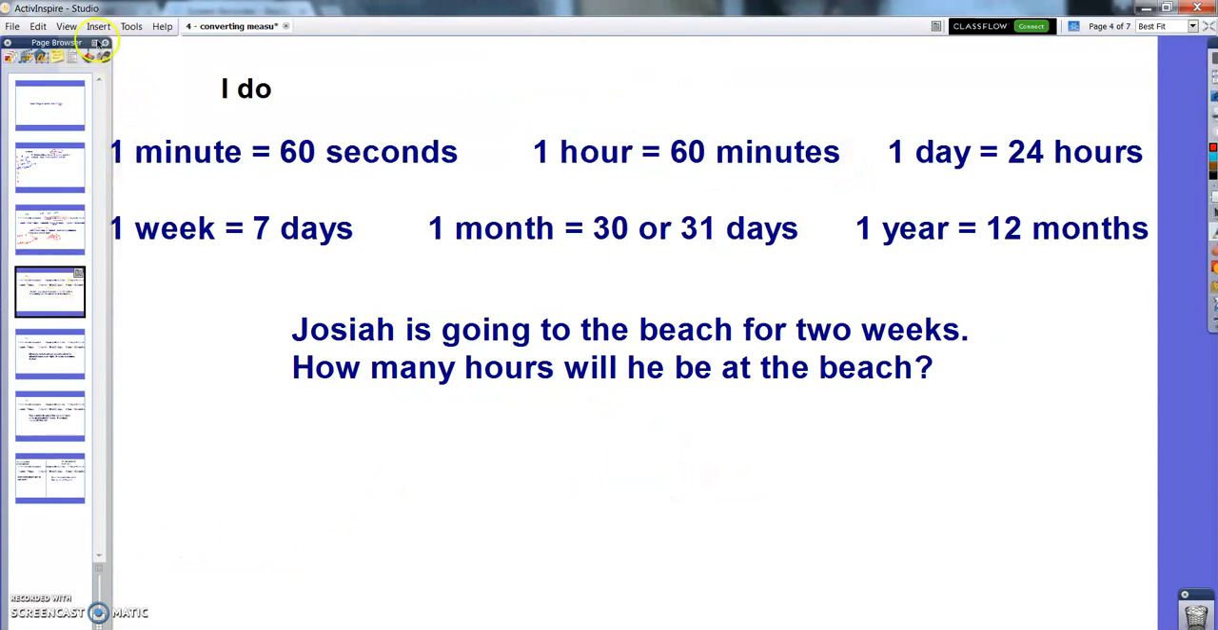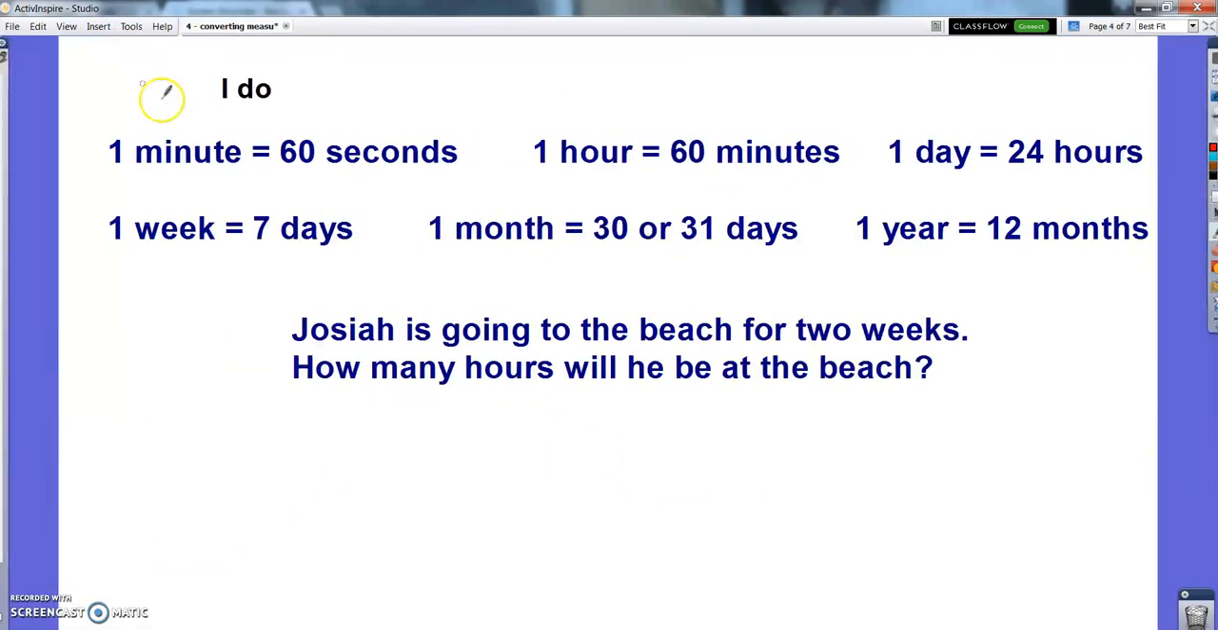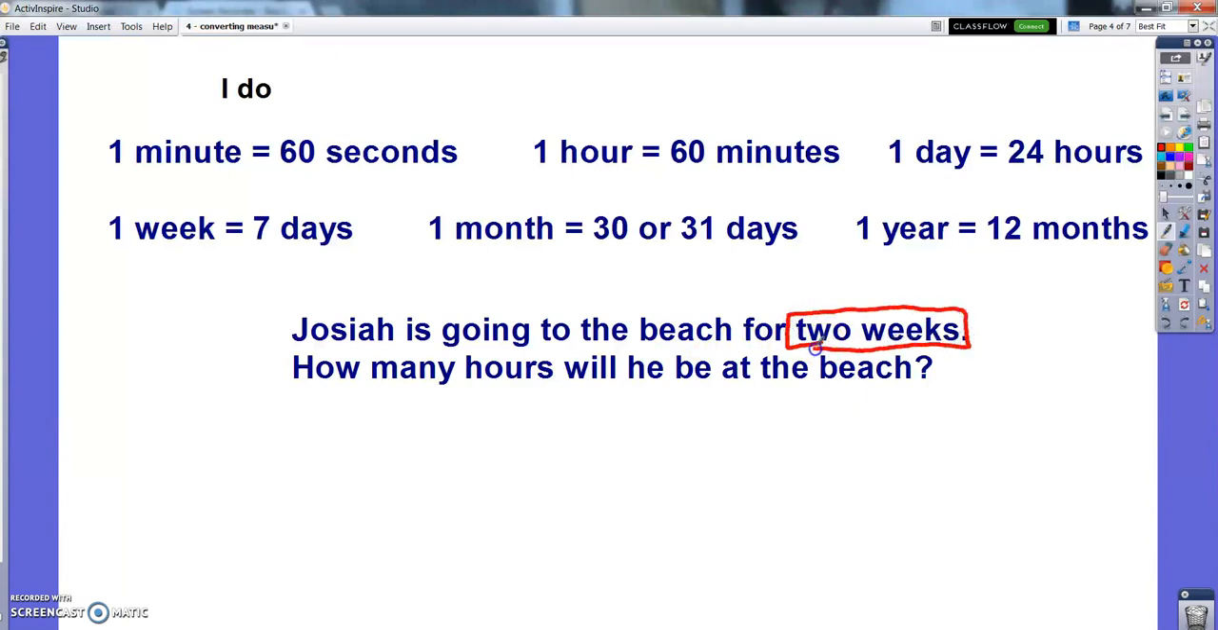Sometimes you have to do more than one change. So I want to show you one like this. Here's all your units again. You don't have to necessarily memorize these. Usually the units will be given to you on questions you have to answer. You just have to know how to do it. So Josiah's going to the beach for 2 weeks. How many hours will he be at the beach?